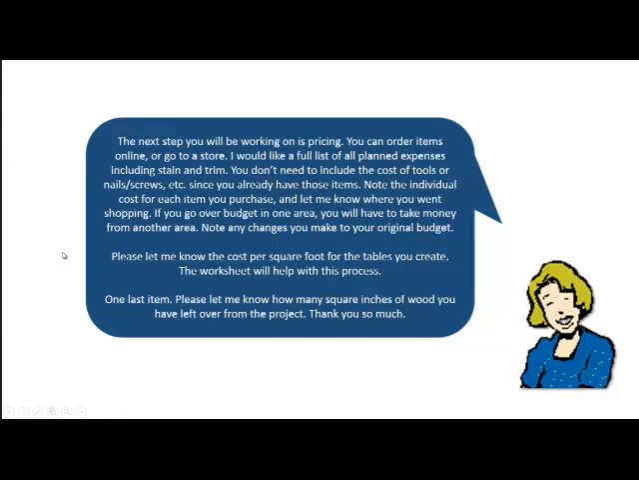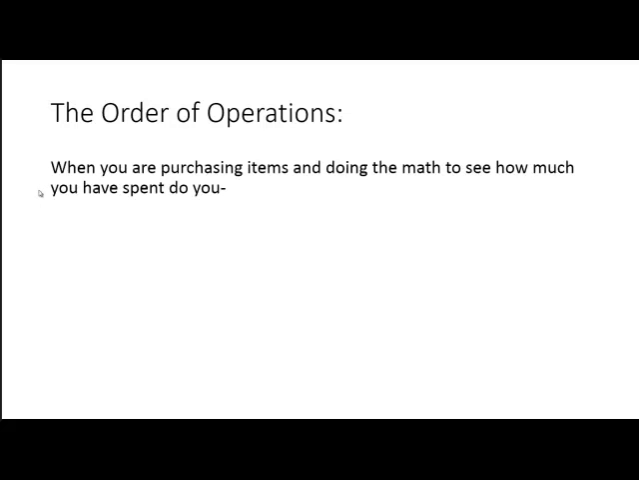Okay, in this section you are supposed to go shopping for the products that you need to create the table. So in this case we're looking at order of operations, which is the way that we move across an equation. And when you're purchasing the items, you're doing the math to see how much you've spent so far.